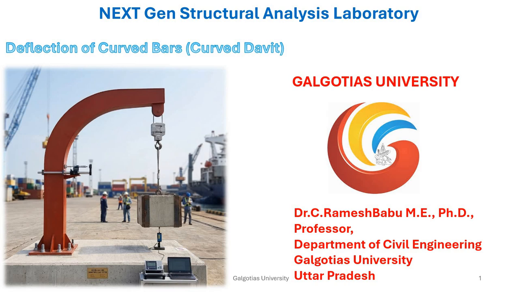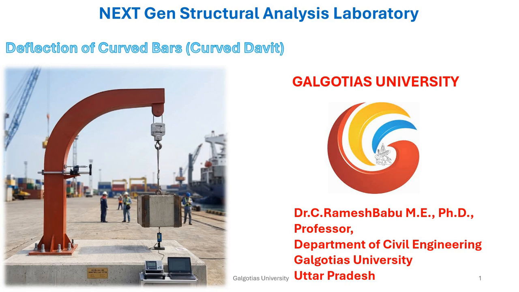So today we will be seeing about the deflection of curved bars. Now, these bars are also known as curved davit. The meaning lies here with the davit being used for lifting the weights as well as the boards in the ship. So this is the main shape of the bar, and it is called popularly as davit, curved davit, and also called as curved bar in colloquial language.